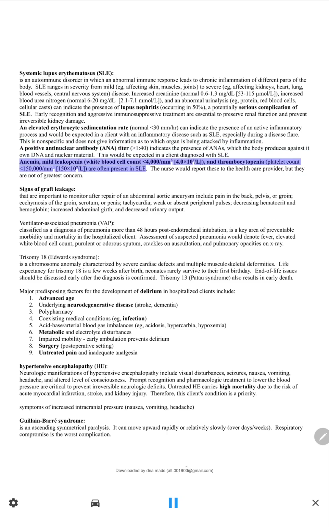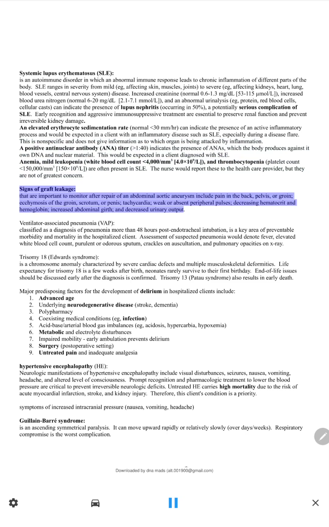Anemia, mild leukopenia, white blood cell count less than 4,000 per cubic millimeter, and thrombocytopenia, platelet count less than 150,000 per cubic millimeter, are often present in SLE. The nurse would report these to the healthcare provider, but they are not of greatest concern.